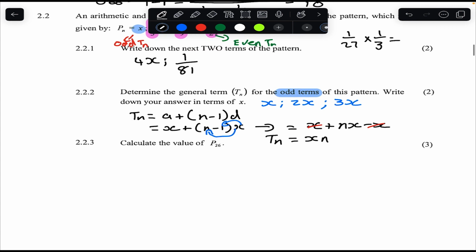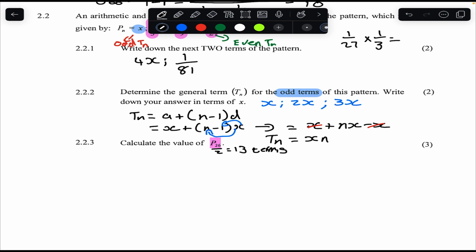Now they ask, calculate the value of P26. So the key thing here to remember is, and you'll see I'm highlighting that in pink, P26 is an even number. So if that is an even number, I need to remember that I'm actually going to be focusing on every second term. So that means I have to take that 26 and divide that by 2. So that means I'm going to focus on 13 terms and not 26 terms, because the terms in between are my arithmetic sequence terms.